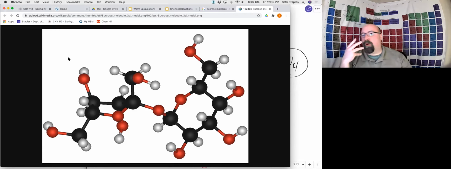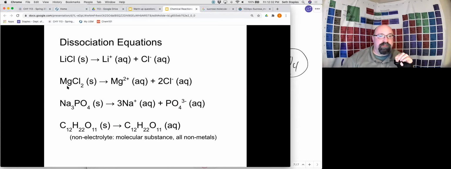Much later in the course, we'll talk about how that happens. We'll talk about the interactions that are going to occur between the water molecules and the elements within the sucrose molecule. But for now, we just have to know that since this is a non-electrolyte, since this is a molecular compound, this whole entire thing is going to stay together when we dissolve it in water. It's not going to break apart, unlike our ionic substances, which are electrolytes, which will break up into their constituent ions. So very important distinction between the two.